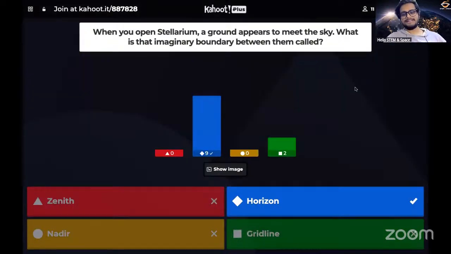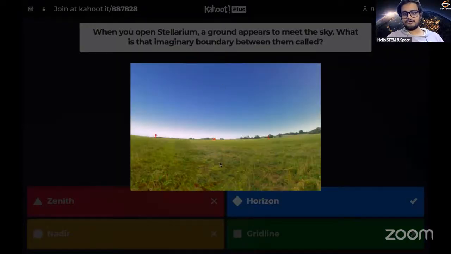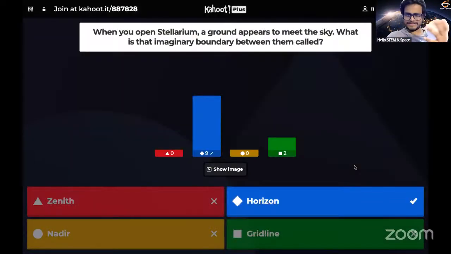It is the horizon. Yes, most of you gave the correct answer. The imaginary line that separates the ground from the sky, that line is called the horizon line, right? And it is an imaginary line. Obviously, there is no actual line there. But the point or the line that separates the sky and the ground is called the horizon. And most of you did give the correct answer.